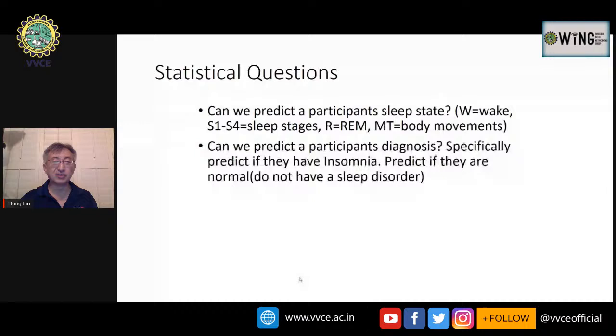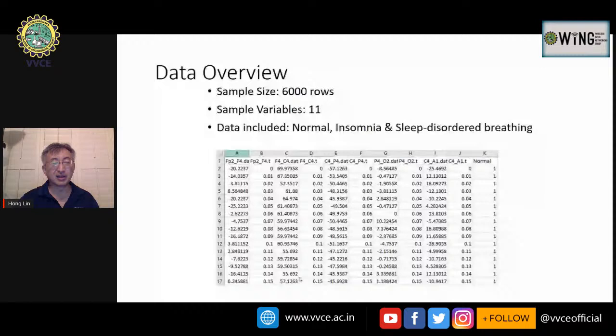So this is just one test. This is the data set we use to build the model. The data include the EEG data collected from different states, like normal, insomnia, or sleep disorder, breathing. The data are collected from different channels, as we can see in the heading of the data set.